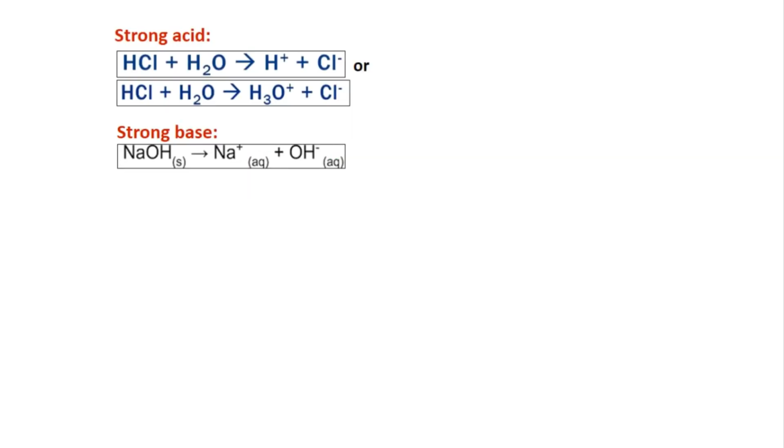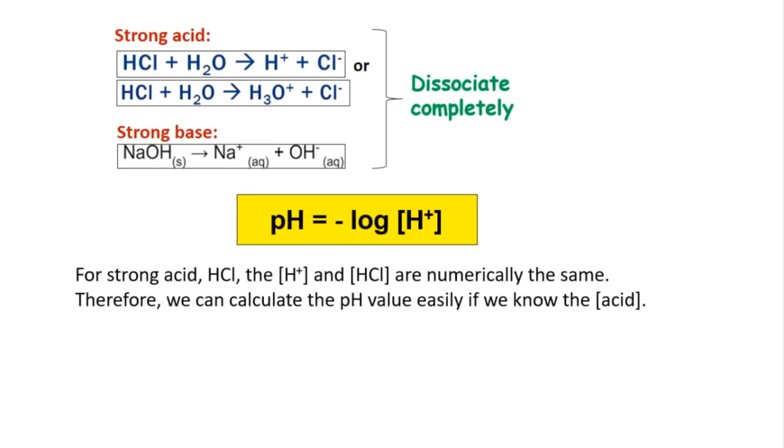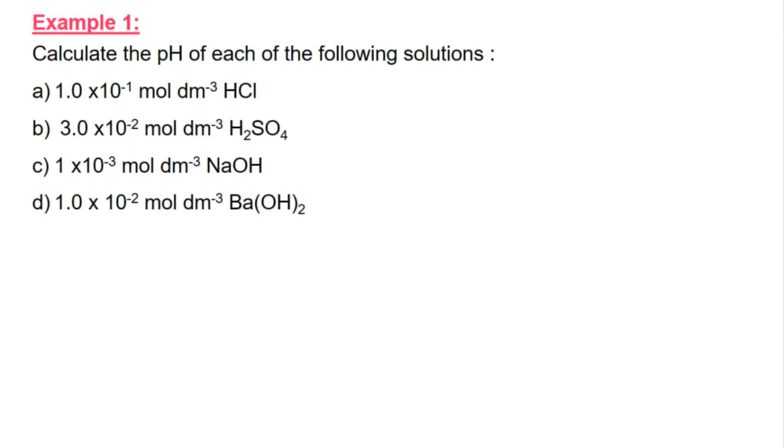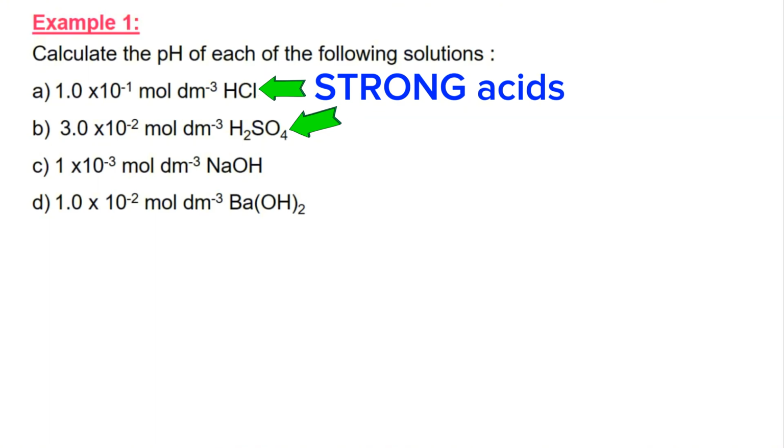For strong acid, for example HCl, the concentrations of hydrogen ion and the concentrations of the HCl are numerically the same. Therefore, we can calculate the pH value easily if we know the concentrations of the acid. Let's look at example questions 1.